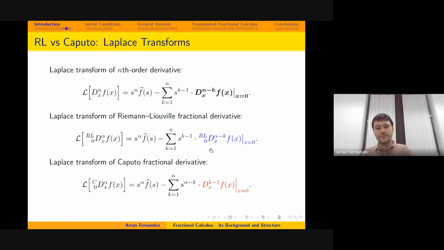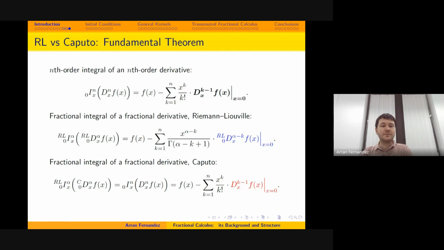So in blue are the initial conditions needed for Riemann-Liouville, which are fractional initial conditions. By the way, if k equals n, the highest value of k, then alpha minus n is going to be negative. Therefore, one of these initial conditions is actually a fractional integral, and the others are fractional derivatives. For Caputo, in red, the initial conditions are classical type, simply the function f and its ordinary derivatives evaluated at the initial point.